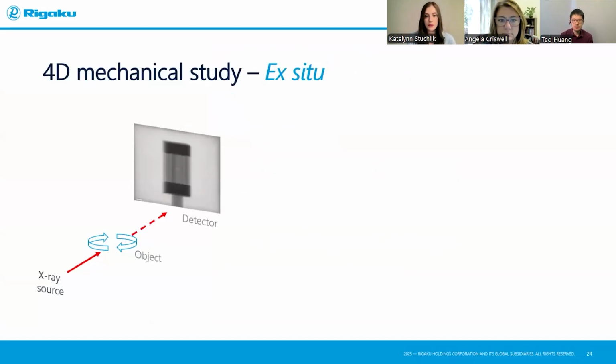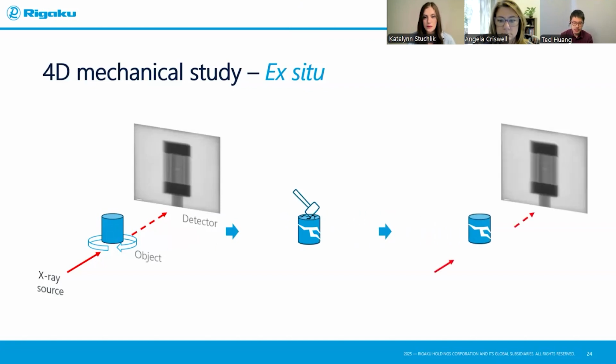Now let's start first with ex situ 4D mechanical study. Because the ex situ, meaning it's outside of what is happening, is quite straightforward. It's before you do anything, you scan your sample first using your X-ray CT. So you obtain the pristine structure information and then take it out, do whatever you want ex situ, like shatter it, crack it. Then move it back into CT to see how it cracked, how it changed after you do your ex situ experiment.